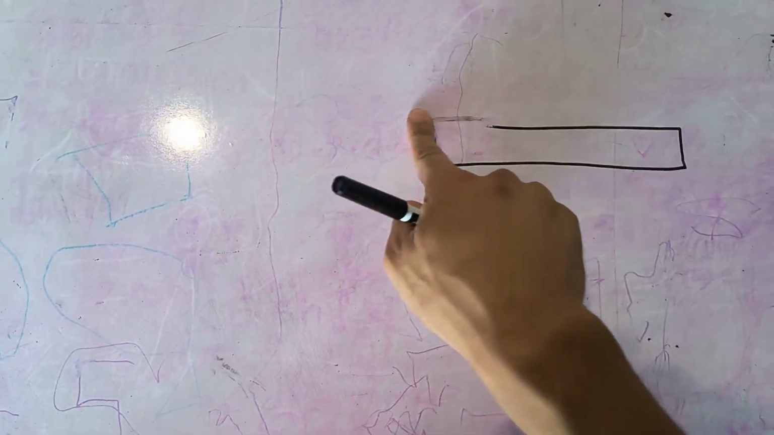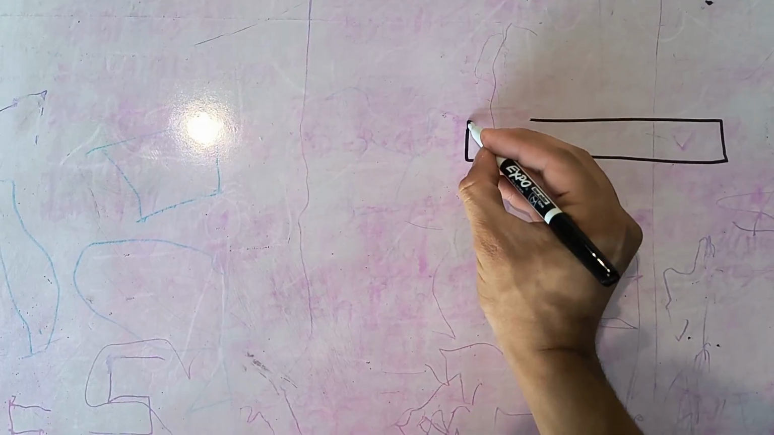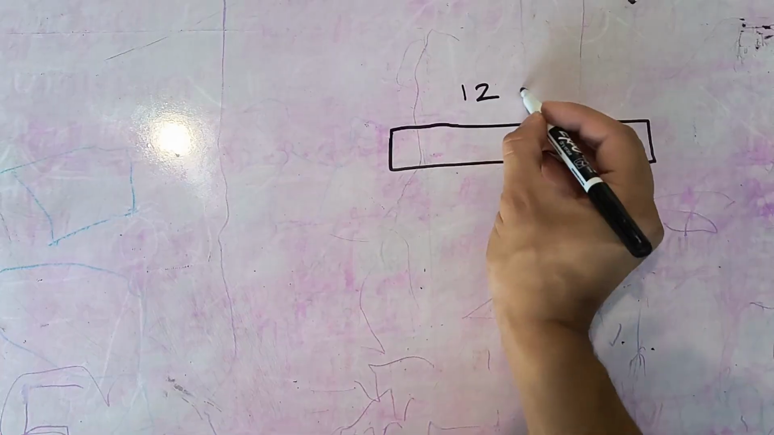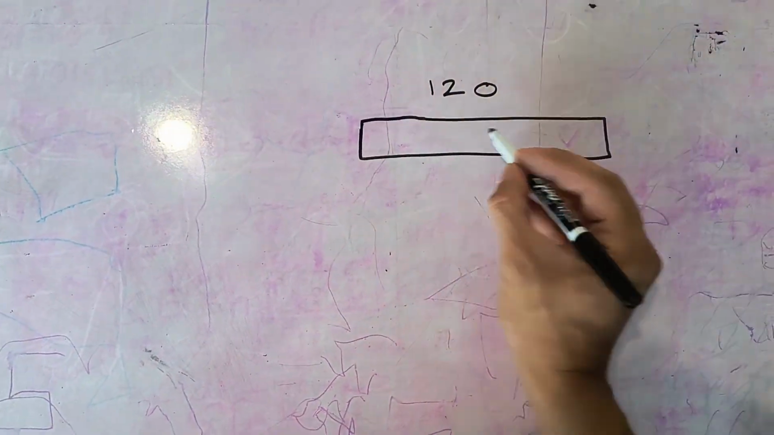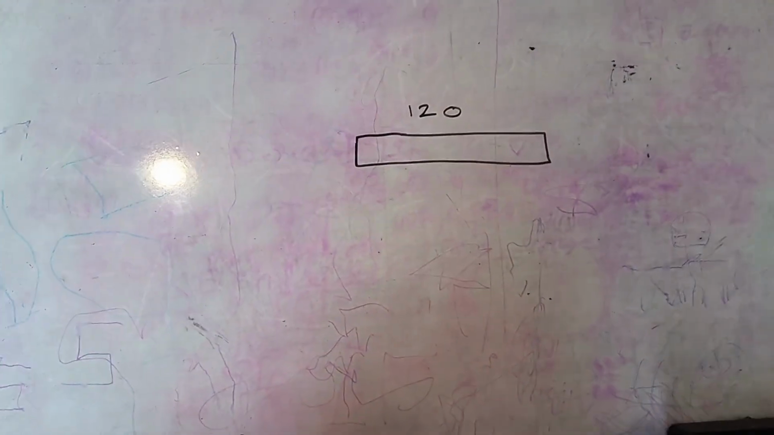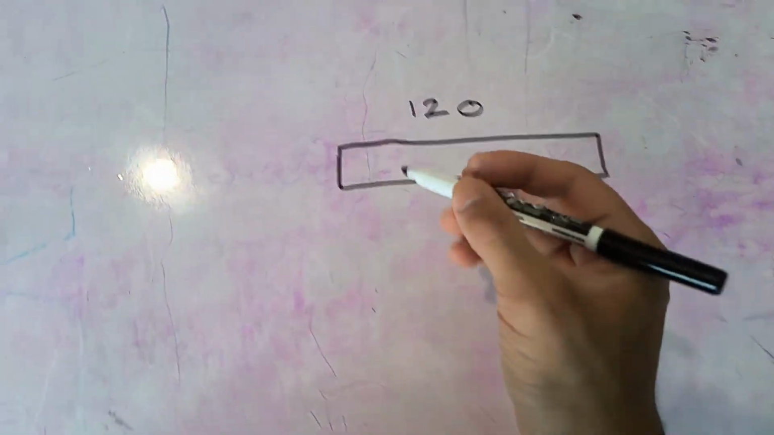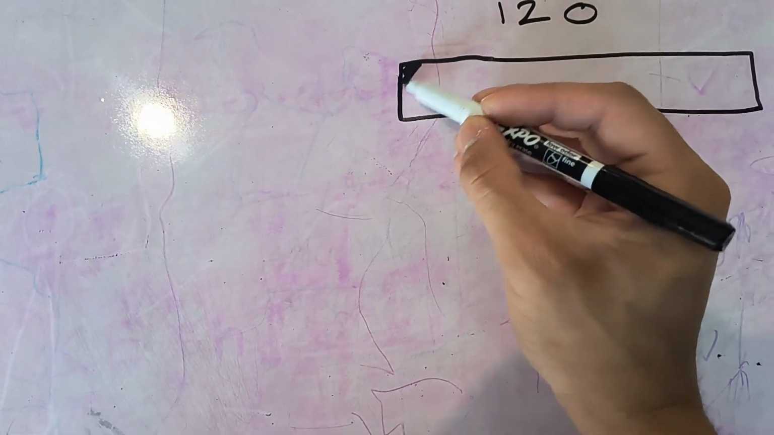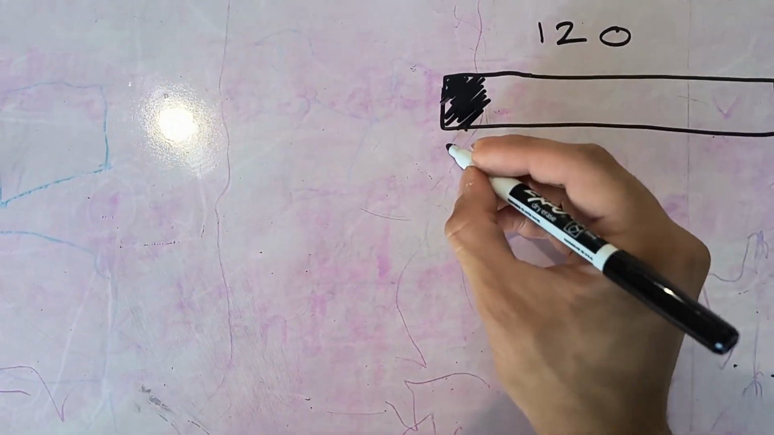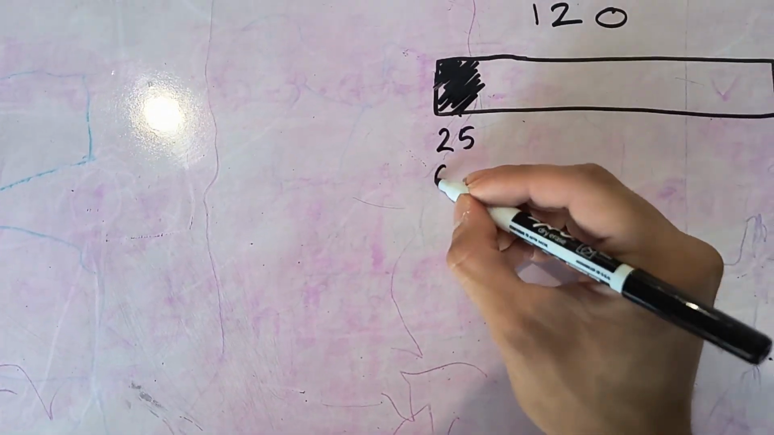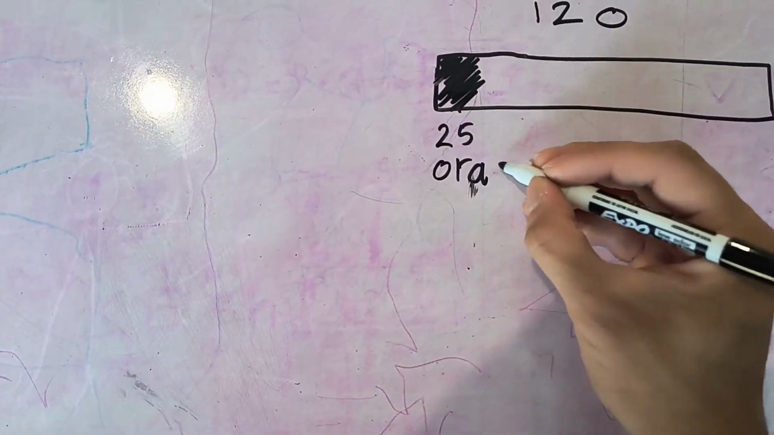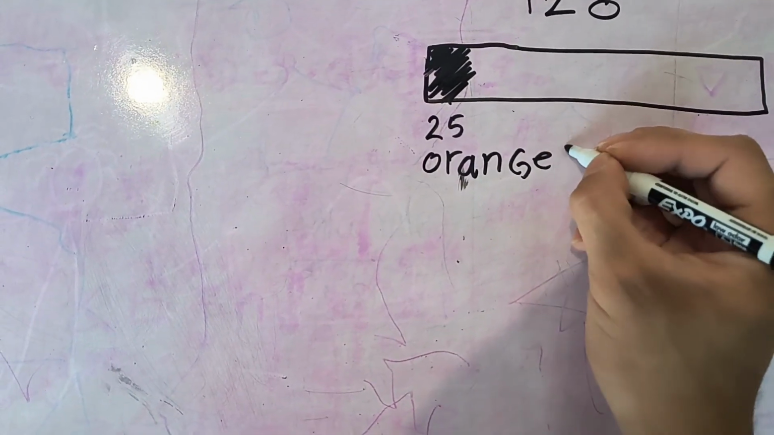And we put 125. This whole bar is equal to 125 oranges, the whole bar. And let's say she sells 25 oranges. Okay, this will represent the 25 oranges she sells. That shaded in part is representing 25 oranges.